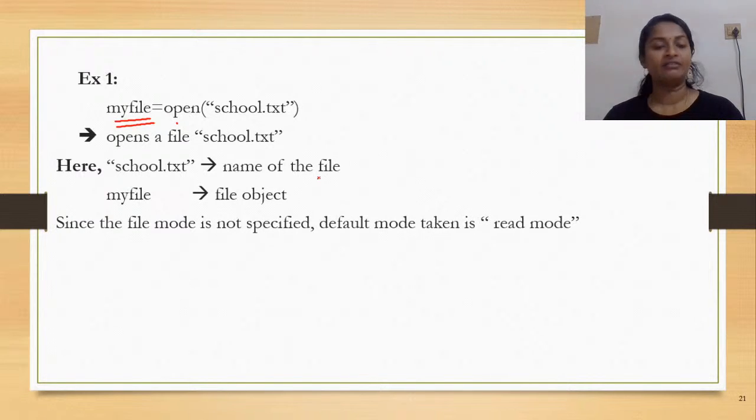Whenever you need to have a file of a predefined size or something like that. Okay. Fine. So let's get back to our example. We have my file is equal to open of school.txt. So what happens? You are trying to open a file. Now what is the name of the file? The name of the file is school.txt, and which is the variable that is written on the left hand side.